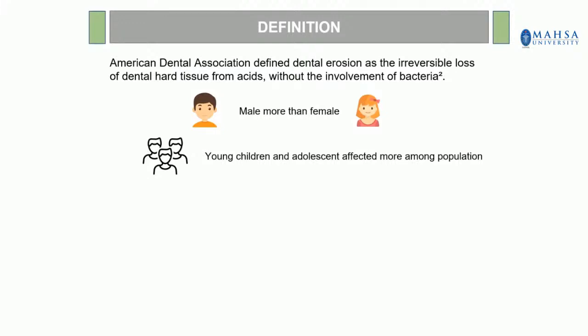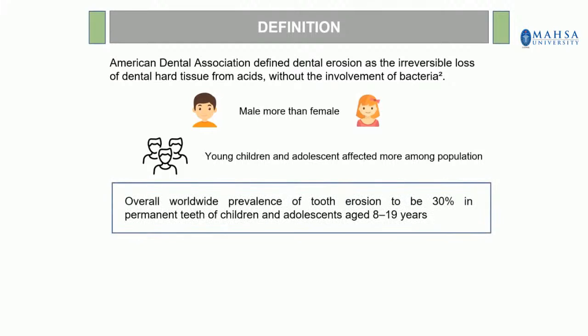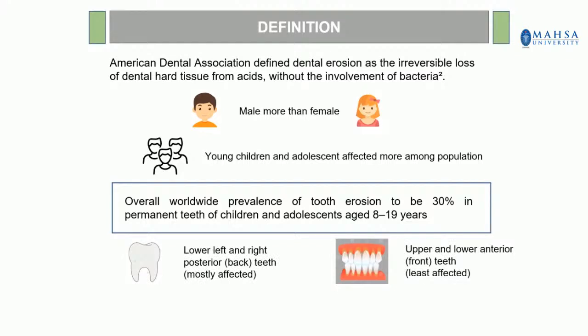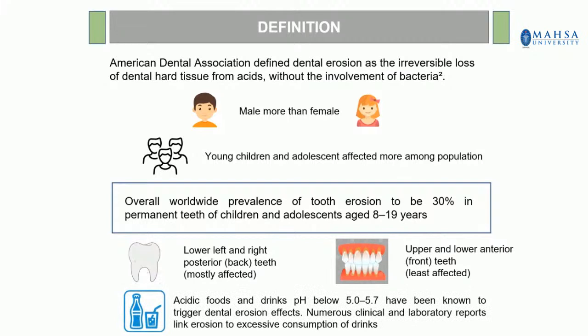Looking at the aspect of teeth involvement, studies have found the overall worldwide prevalence of tooth erosion to be 30% in permanent teeth of children and adolescents aged 8 to 19 years. The most affected teeth will be the left and right posterior teeth, which are the back teeth, and the least affected will be the upper and lower anterior or the front teeth. Further research has shown that acidic foods and drinks are one of the most crucial factors in causing dental erosion.